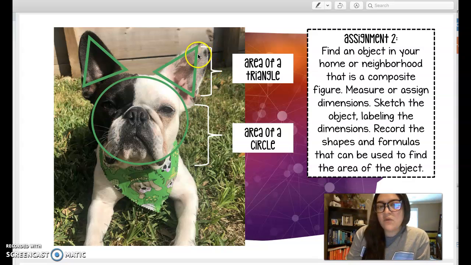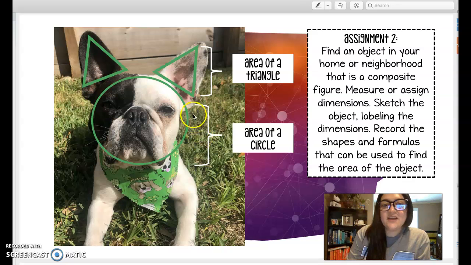So here's the thing. I want you to just tell me what shapes you would use and give me the formula. If you want to take it a step further and add dimensions, like add numbers in there and tell me, oh, okay, it's this many inches, we can do that. But for now, I just want you to give me the formulas.